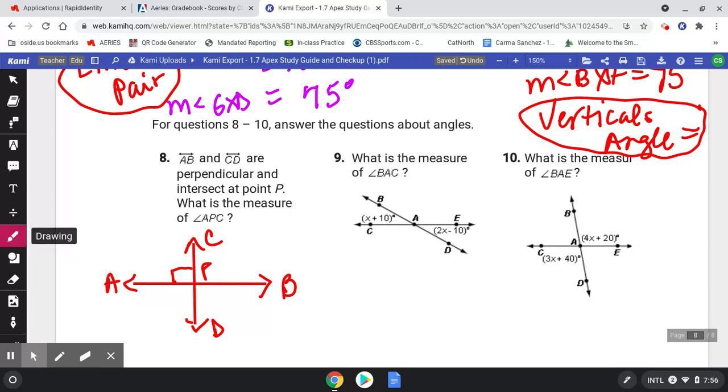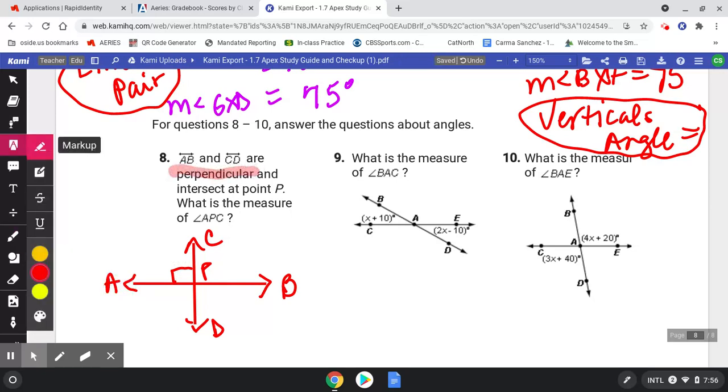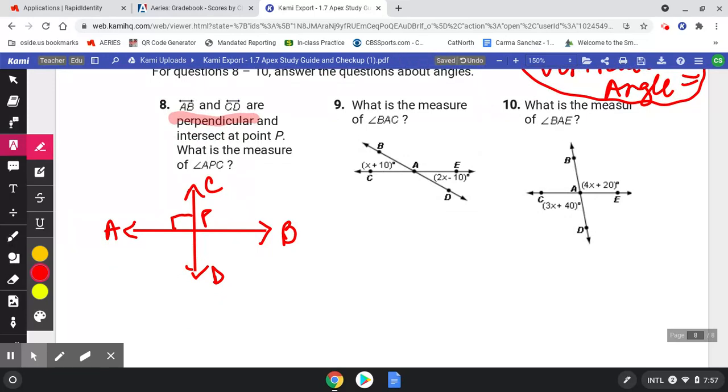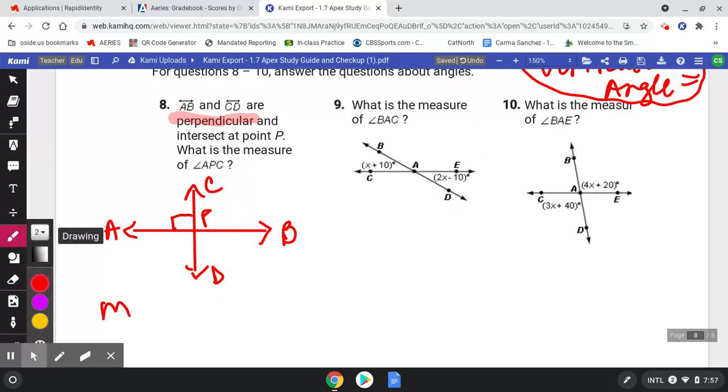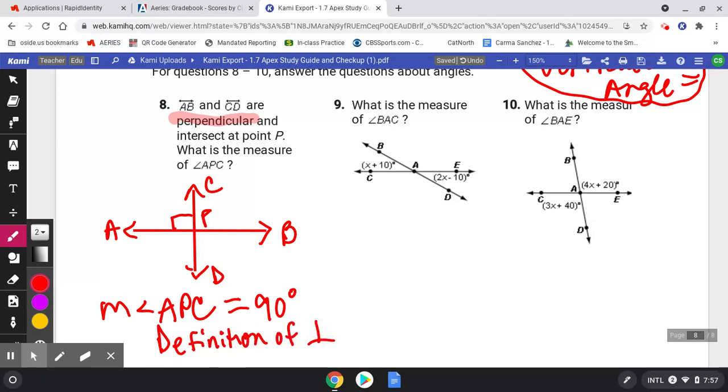And because of the definition of perpendicular, we know that the measure of angle APC is 90 degrees. And that would be by definition of perpendicular. All right, what is the measure of BAC? BAC, so that's this guy right here. Notice that they're giving us two equations. So we're able to set these two equal. x plus 10 is equal to 2x minus 10. And then we're solving backwards for x before we find the measure.